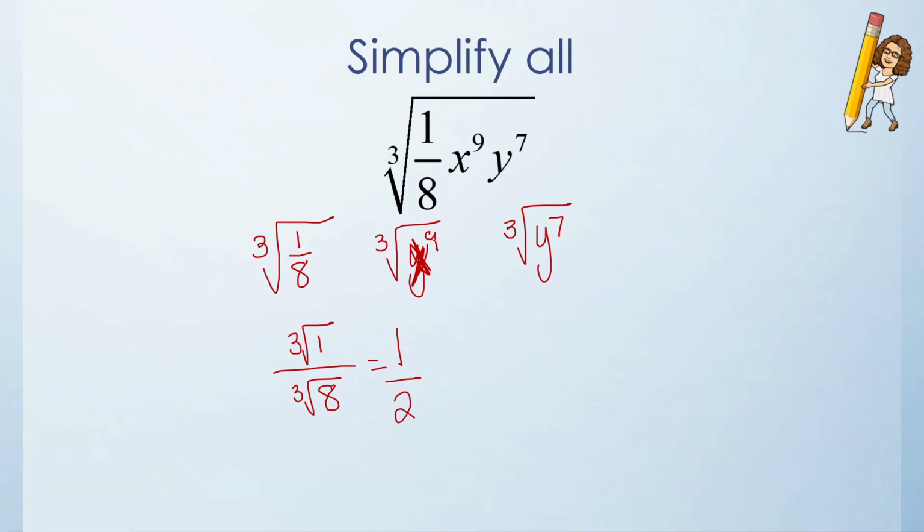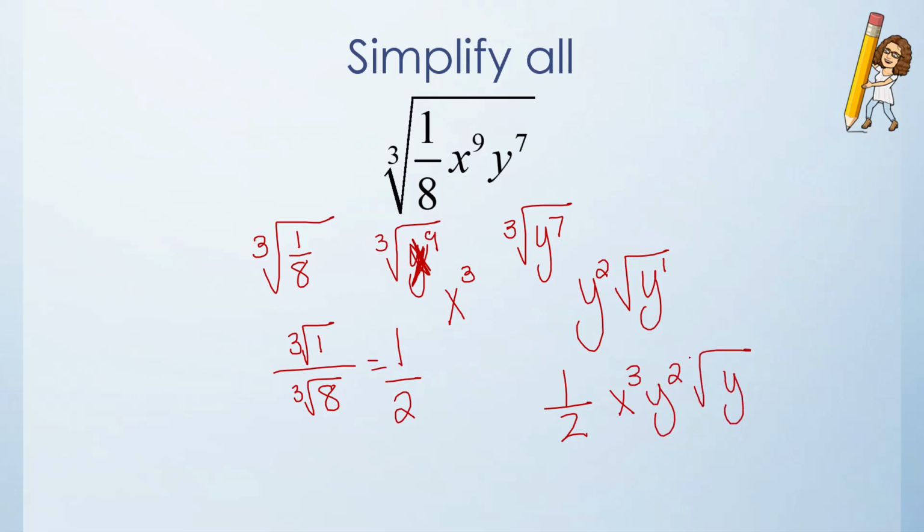Cube root of x to the 9th, this means I need groups of 3. How many groups of 3 are in 9? There are 3. None left behind. Again here, I need groups of 3. How many groups of 3 in 7? There are 2 groups of 3, making a total of 6. But there's 1 y that didn't get out. So our official answer would be 1/2 x to the 3rd y squared times the cube root of y.